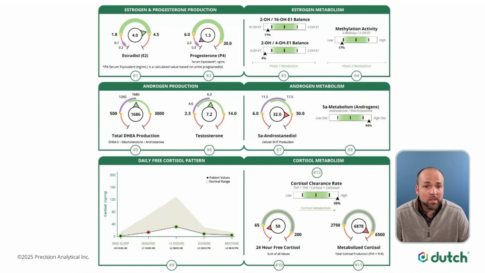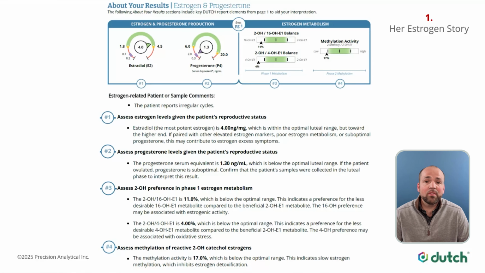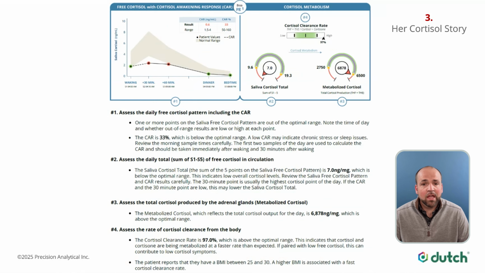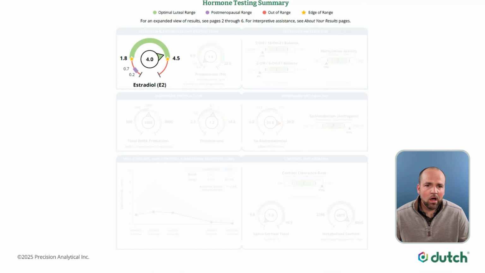Now, what you'll see with this new format is that we've got the 12 key elements for a Dutch test pulled onto this summary page. And what we've explained in other videos is the education that wraps around these 12 concepts. We're calling it the Dutch dozen. We've got four key elements for the estrogen story, the androgen story, and the cortisol story at a basic level to help you and your patient understand the basics of the Dutch test. But now we want to dig a little bit deeper.